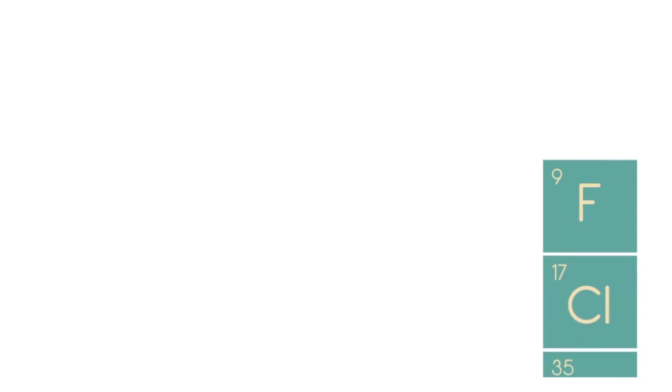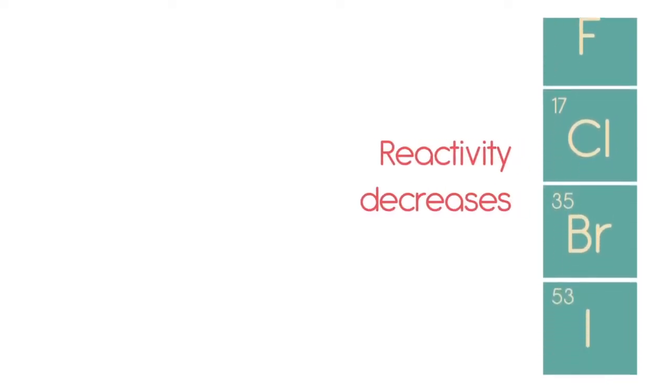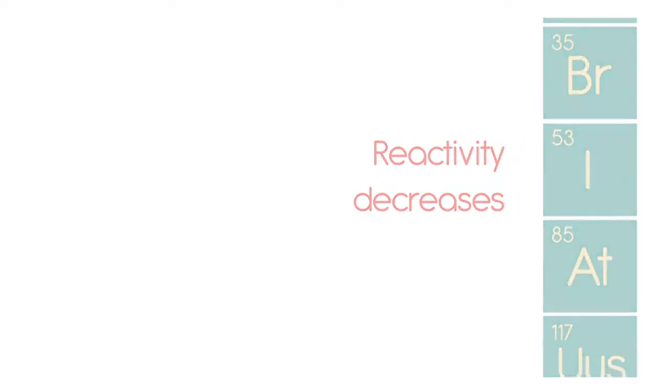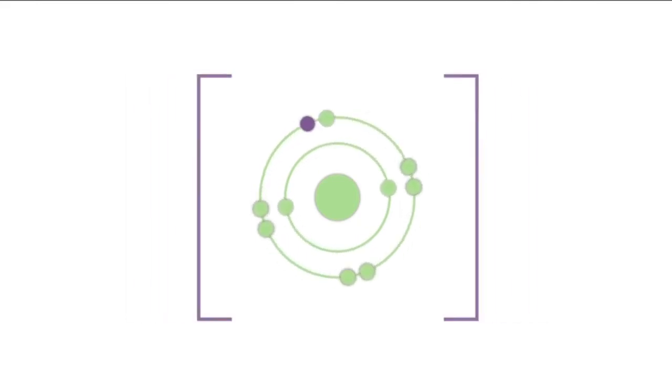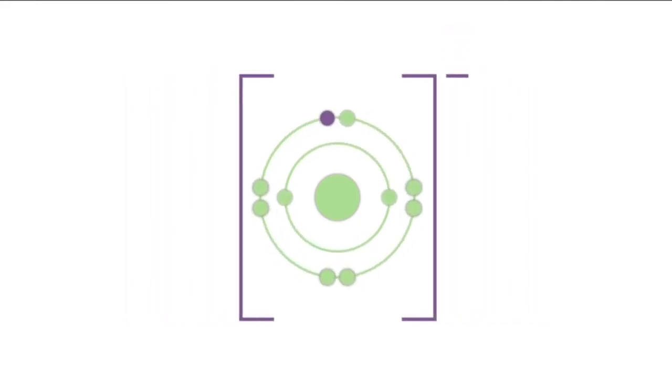The same trend is observed moving down any group in the periodic table. Let's take the halogens as an example. Reactivity decreases moving down the halogens. Halogens each have 7 valence electrons and therefore accept an electron to form a complete octet and a negatively charged ion. So the nucleus of a given halogen would need to attract that electron.